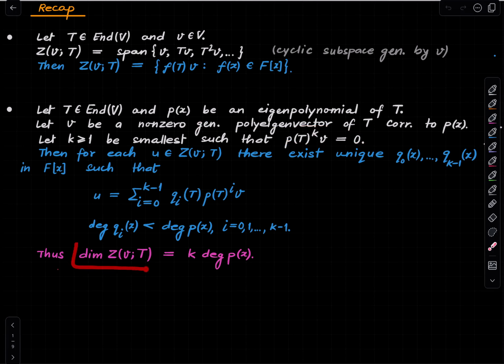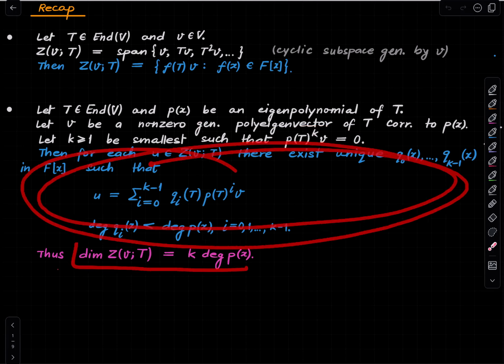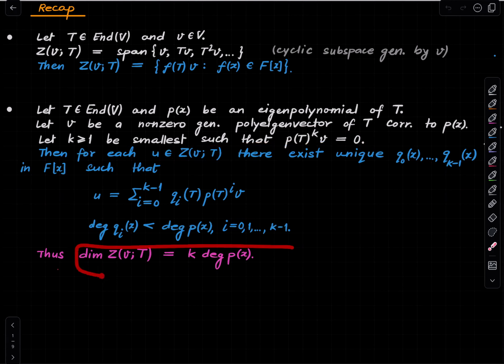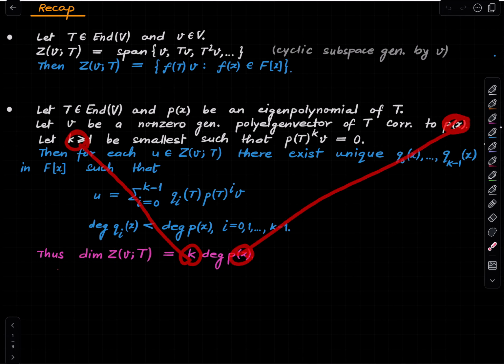Then we proved, and this is a theorem which I'm glossing over because all we need is this conclusion, that the dimension of the cyclic subspace generated by the vector v is just k times the degree of p(x). Okay, so with that, let us proceed.